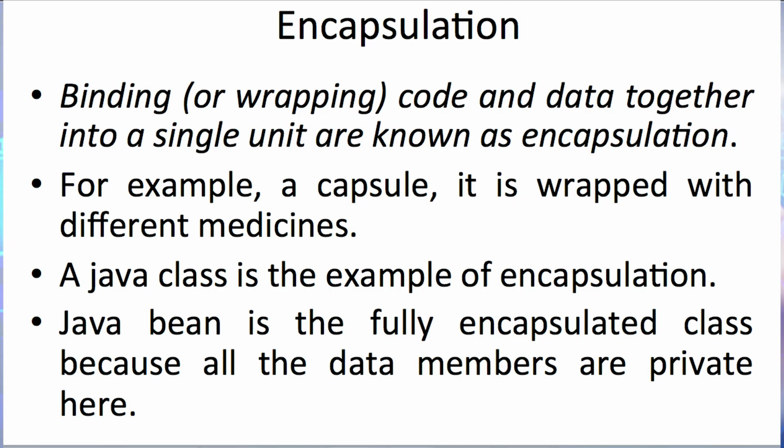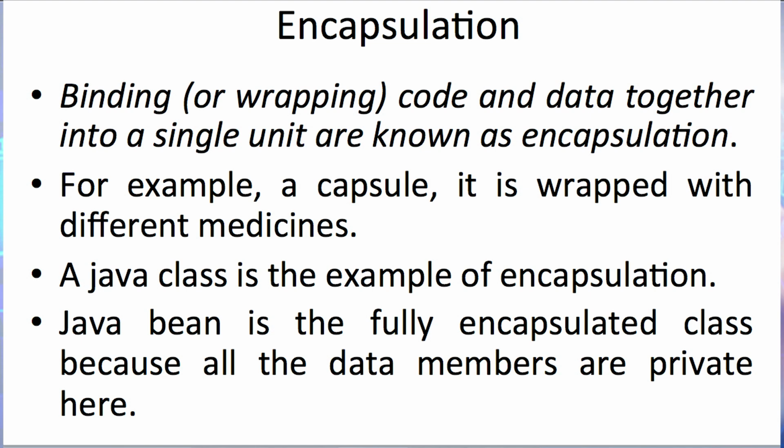I have previously explained the class concept, where we define the variables as well as methods. This is called Java encapsulation. A Java Bean is a fully encapsulated class because all the data members are private here. In advanced Java we will discuss the concept of Java Bean and Enterprise Java Bean, where we encapsulate variables with functions, and the variables are private type variables. This is an example of encapsulation.